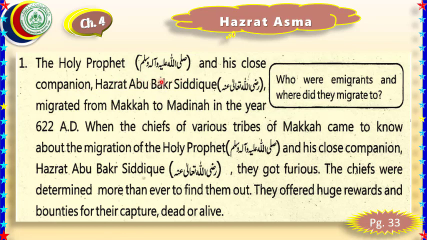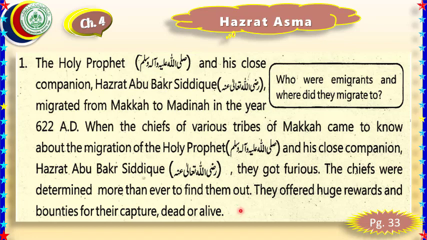The Holy Prophet and his close companion Hazrat Abu Bakr Siddiq migrated from Makkah to Medina in the year 622 AD. When the chiefs of various tribes of Makkah came to know about the migration of the Holy Prophet sallallahu alaihi wasallam and his close companion Hazrat Abu Bakr Siddiq radhiyallahu ta'ala anhu, they got furious. The chiefs were determined more than ever to find them out. They offered huge rewards and bounties for their capture, dead or alive.